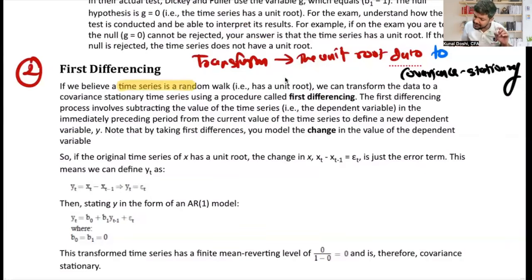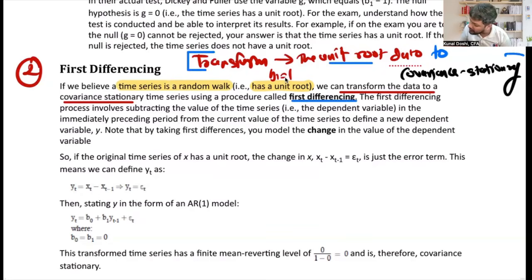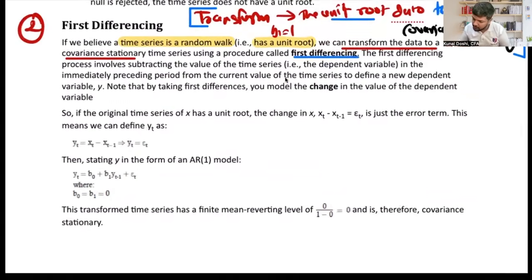If we believe the time series is a random walk, meaning it has a unit root, I'll rewrite here, unit root means b1 equals 1. If that's the case, we can transform the data to covariance stationary. And how do we do that? Everyone, that process is called first differencing. So first differencing is where we transform the unit root to covariance stationary. Now, of course, you must be interested in how exactly this happens. So I'll directly show you the model.